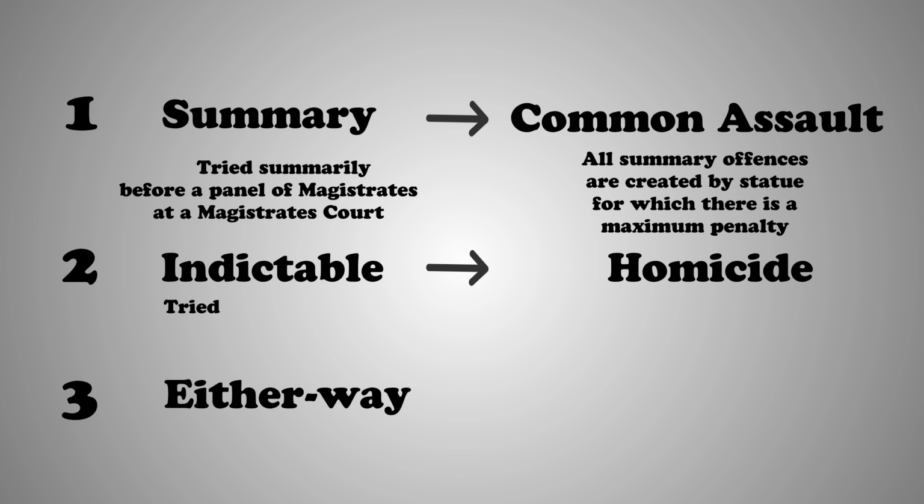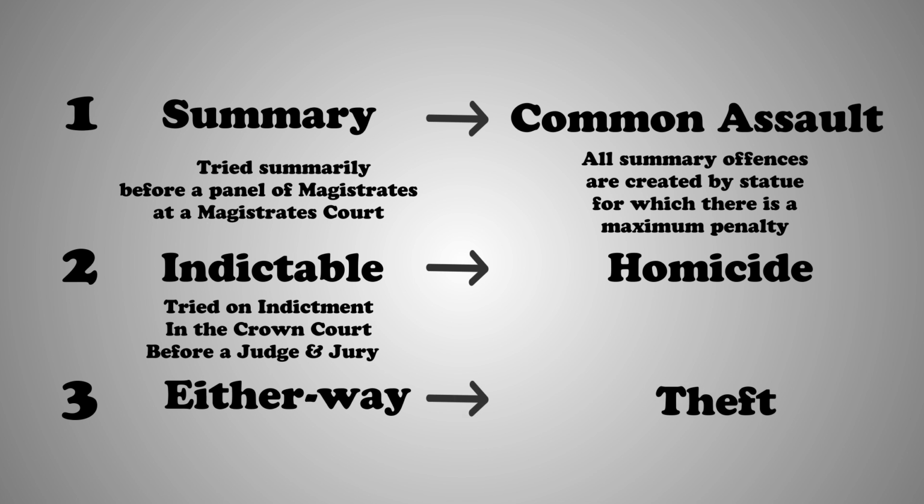Homicide can only be tried on indictment, that is, in the Crown Court before a judge and a jury. Theft, however, is an either-way offence. It may be tried either summarily or on indictment.